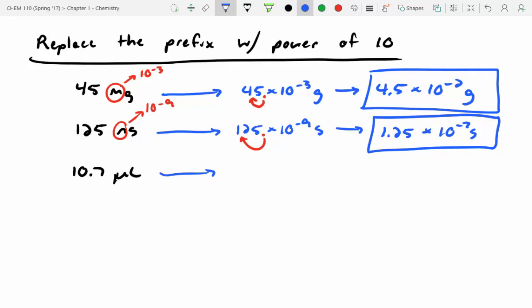All right, and then last but not least, we've got micro. Is it 10 to the negative 3? Negative 6. Okay, so this would be 10.7 times 10 to the negative 6 liters. Again, we want to move this decimal point one spot over. So would it be 10 to the negative 7 or 10 to the negative 5? Negative 5.